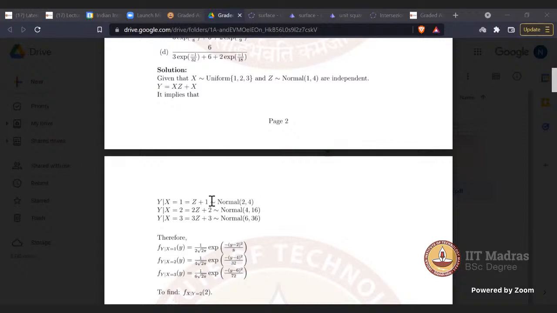So how will you find the distribution of z plus 1? It will be shifted by 1. Yeah, so only the mean will get shifted by 1 unit. The variance will remain the same. So, have you solved the activity problems from week 5?